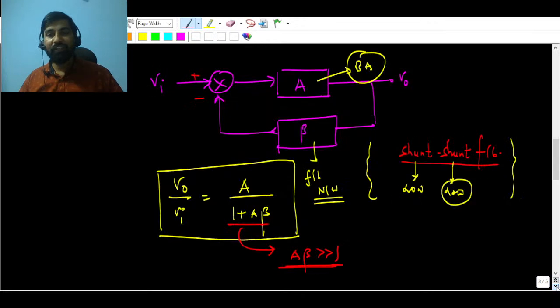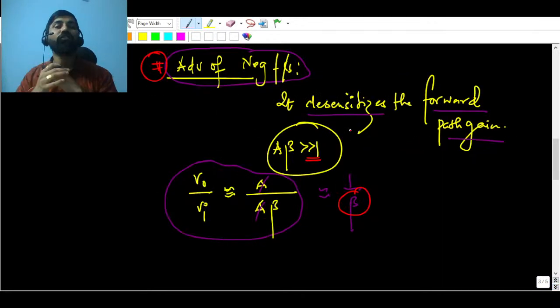The major advantage of negative feedback is what? Desensitization of forward path gain.